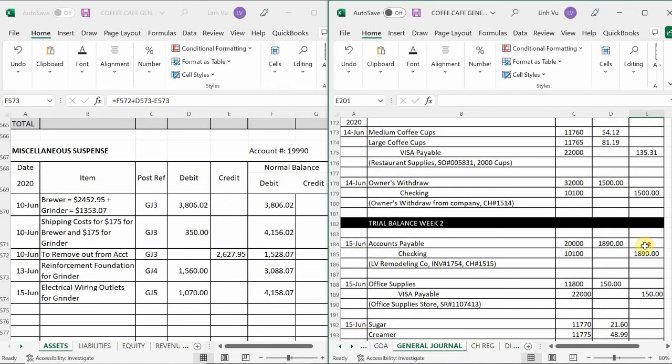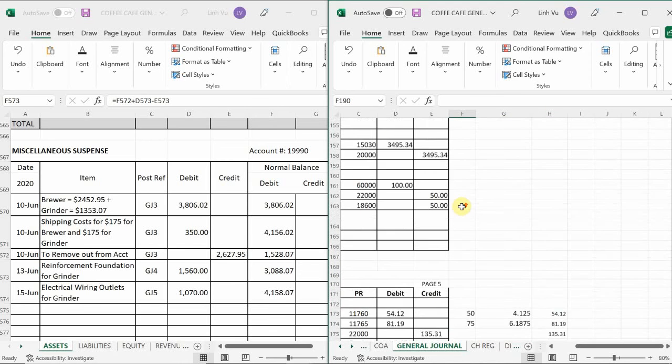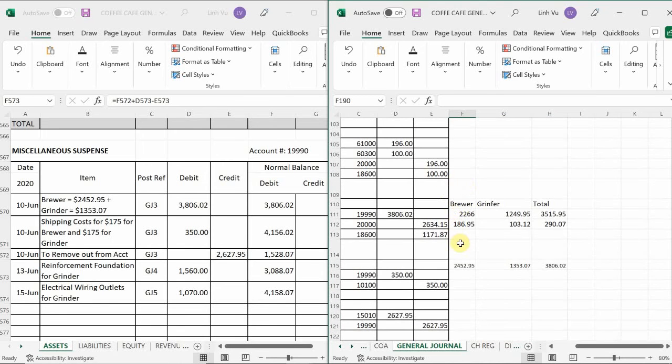So let's take a look into my journal, if you remember, right? How much was the actual coffee grinder itself when I originally purchased it? So here, the coffee grinder was actually $1249.95. I had to pay $103.12 in tax.